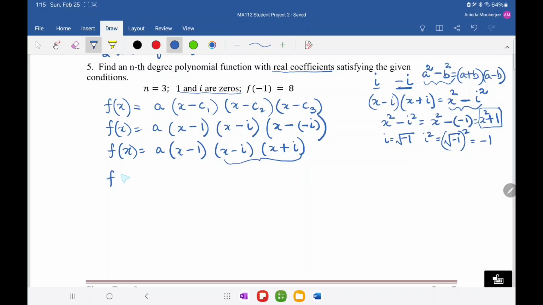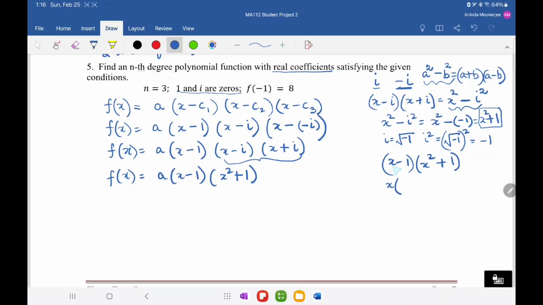So I'm going to write this as f of x equals a times x minus 1, which still stays. And then x minus i times x plus i is x squared plus 1. Now I have to work on multiplying out x minus 1 and x squared plus 1. I'm going to use the foiling method, but I'm going to show my work on the side so you can follow along. So we have x minus 1 times x squared plus 1. I'm going to write out the FOIL because it's easy to make a mistake if you're doing everything in your head mentally.